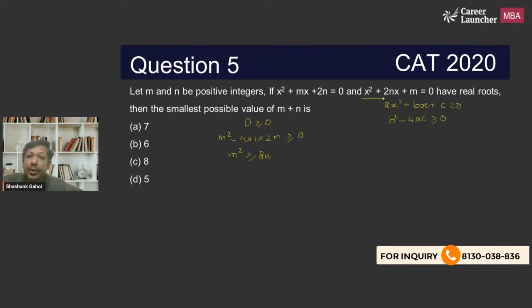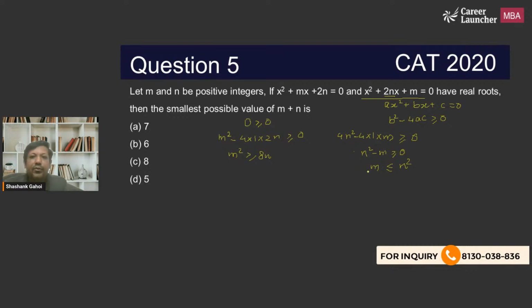Second, this equation, the roots of this equation are also real. It means the value of b is 2n. So it means 4n square minus 4 into 1 into n, b square minus 4ac, should be greater than or equal to 0. Okay, so dividing the whole thing by 4, I am going to get n square minus m is greater than or equal to 0. It means m is smaller than or equal to n square, right?